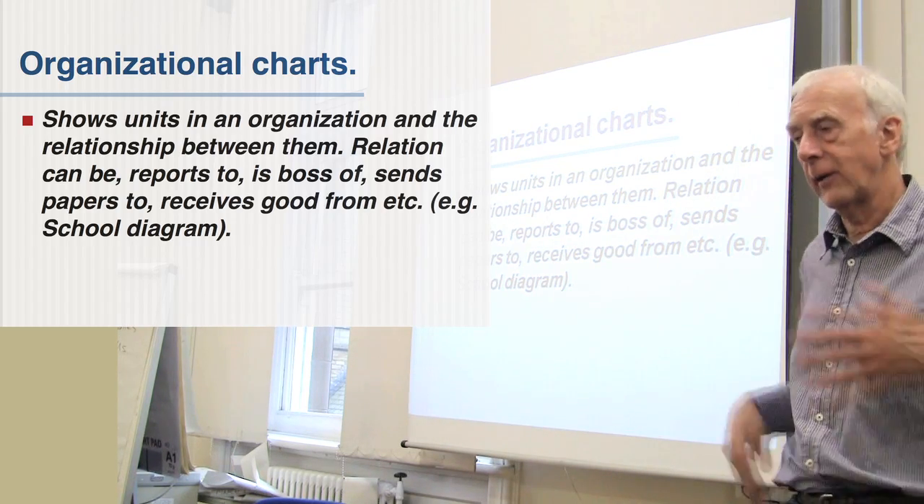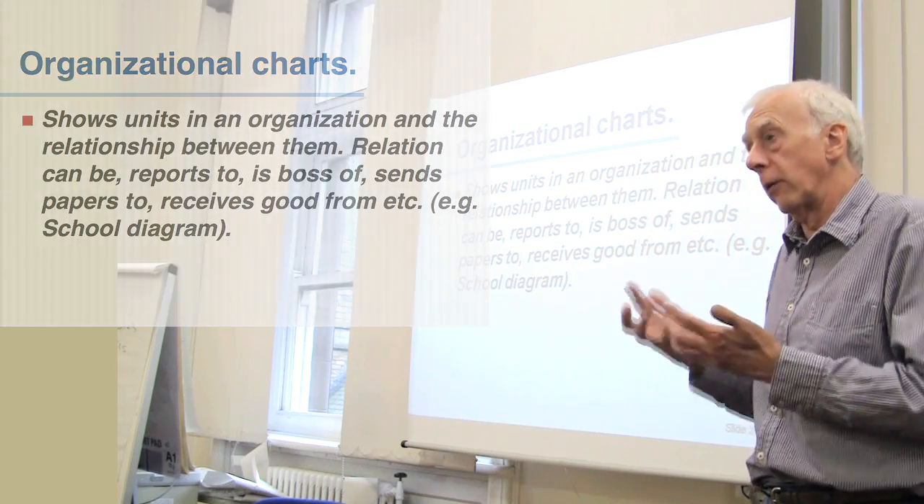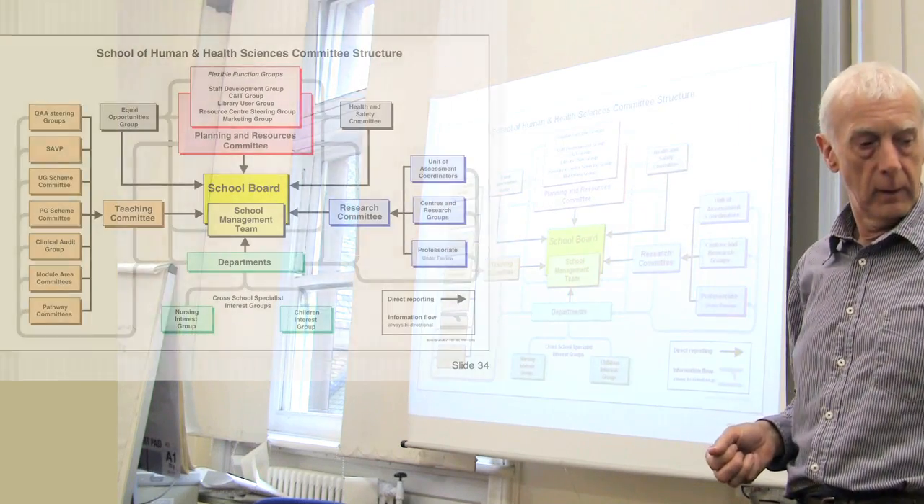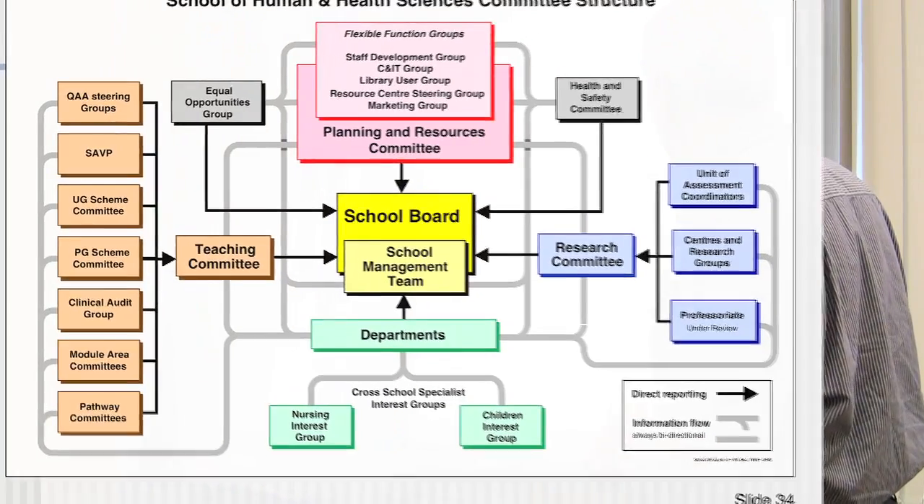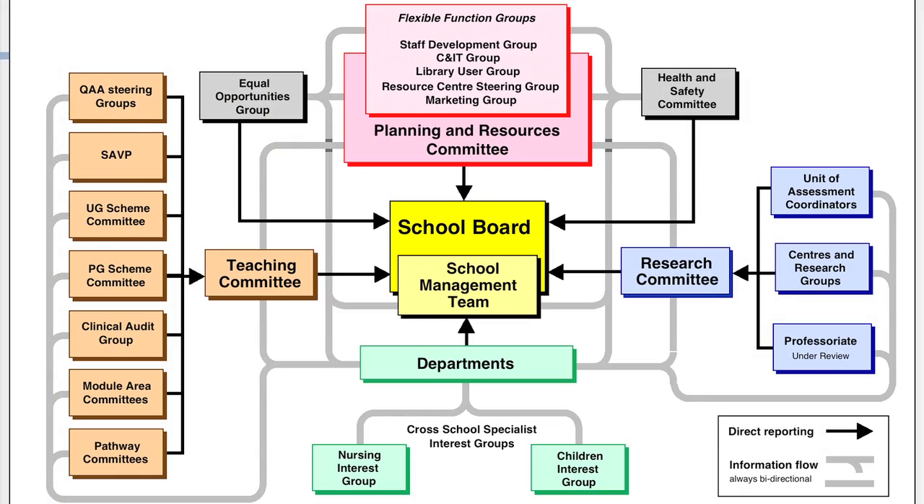And I thought the process of actually doing it helped to clarify for all of us what was going on. And here's that diagram in colour, the original. And what we had was two kinds of lines. The black arrows were direct reporting, so that, for example, the research centres reported to the research committee, and that itself, through the chair of that committee, reported to the school board and the school management team.